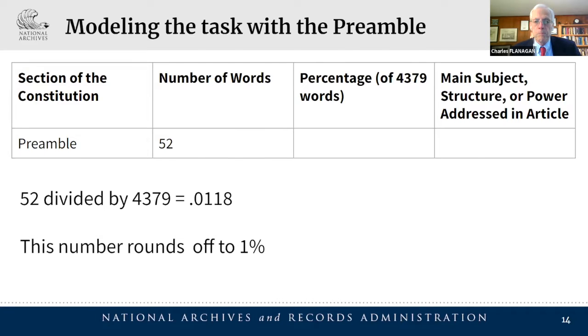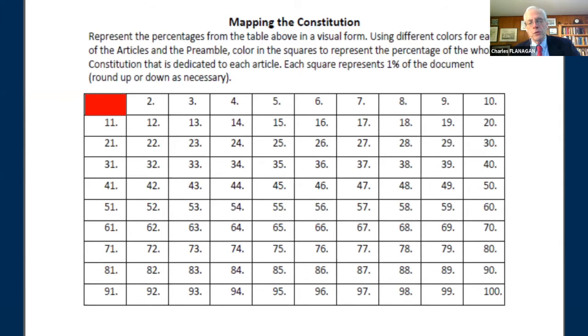Okay, next slide, please. So there's what you do. You had the preamble, and you got it from your math operation to say, okay, it's 1% of the Constitution. So you model for the students, you color in the preamble, and the next group that's going to put their total in is going to be Article 1, and they would use a different color. After them, Article 2, and they would use a third color, and so on down the line. And so what you're going to do is construct a map. Okay, Katie, next slide, please.